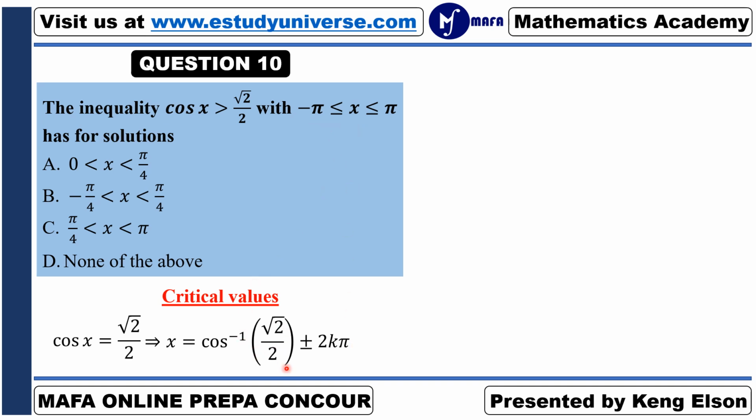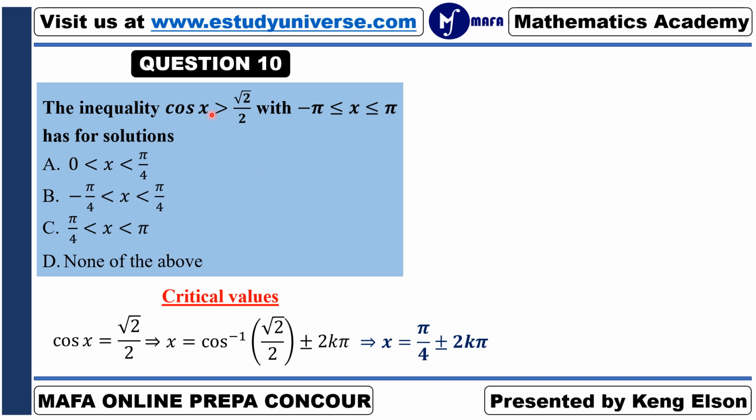So cos inverse of root 2 on 2 is pi over 4. We don't use calculators in the concours, so you have to look for shortcuts and you have to memorize how to get the cos inverse, the cosine, the sine of angles. Okay, so our general solution is pi over 4 plus or minus 2k pi. That is the general solution.